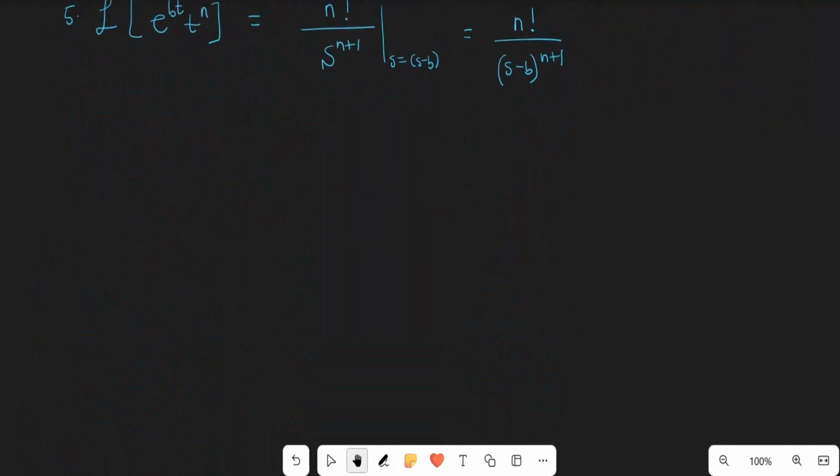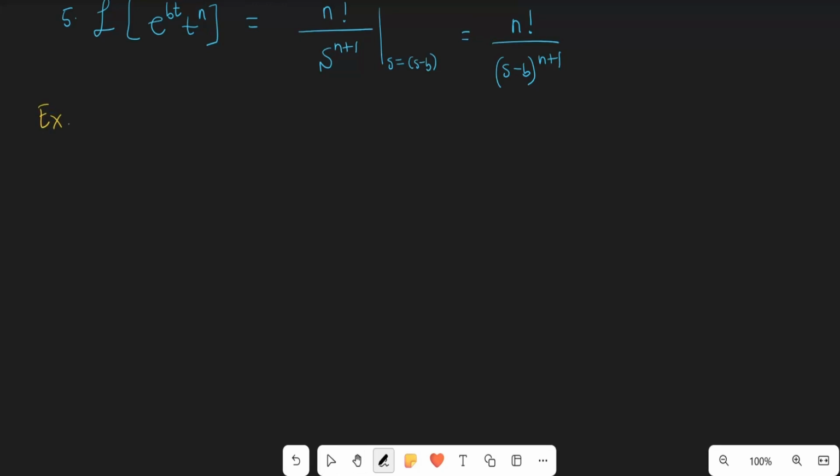Okay, so now let's work a few examples. So we are going to have some examples here. Let's say the first one, we are asked to find the Laplace transform of e to the 2t multiplied by the sine of 3t, like this.